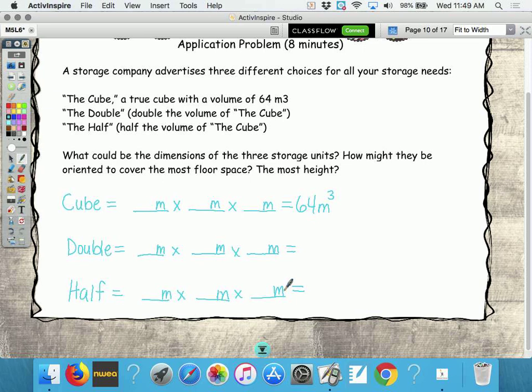Stop looking at the clock. We're not going to stop for recess until we finish this first line. Okay? And I know we can do it in 2 minutes.